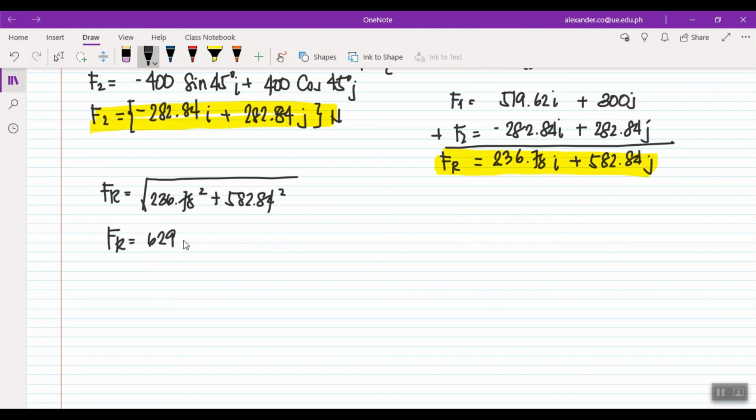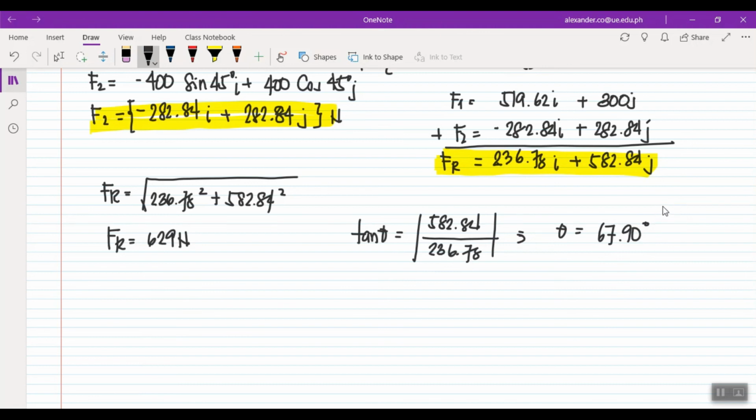Newton. Okay, so ito yung i j. Alam mo na kung anong quadrant yan. And then again, pag kukunin mo lang, tangent theta is 500. Kung gusto mo nang lagyan ng absolute, no? So theta is 67.9 degrees. The same. Okay? For now, dito muna tayo. Problem number 2 later.